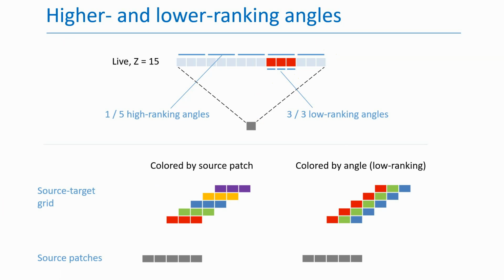When we create the source target grid, we tabulate a single instance of the live for each source patch. Usually we think of it like the picture on the left, where each color corresponds to a different source patch. But we can also interpret the exact same source target grid according to angle, like the picture on the right. Each color corresponds to a different low-ranking angle, and each angle is spread over the width of the stripe. For the purpose of this lecture, this is the most useful way to visualize the different angles.